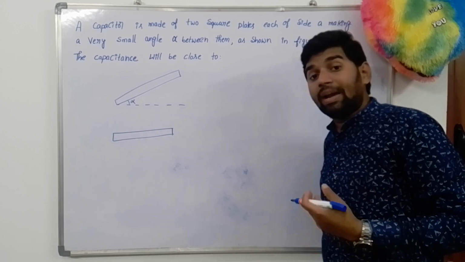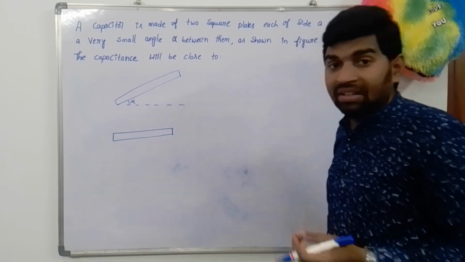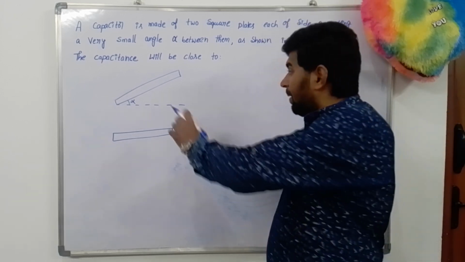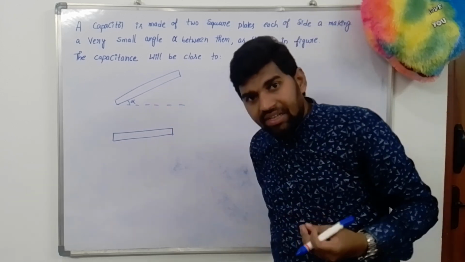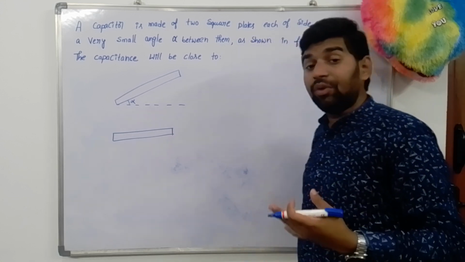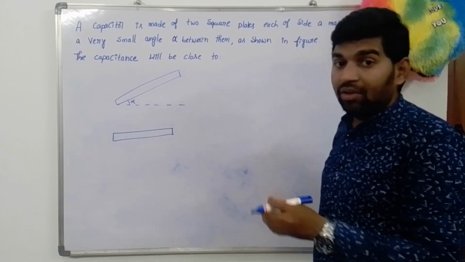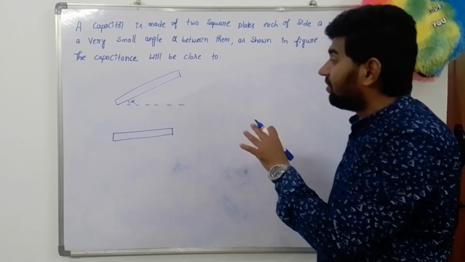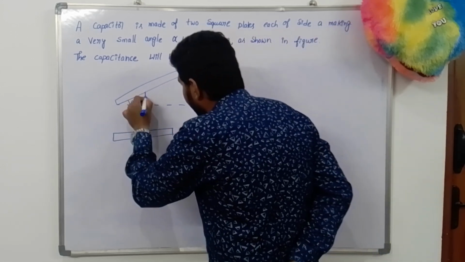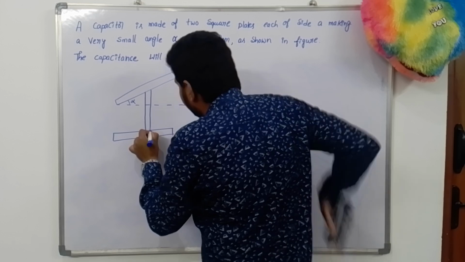How to find out the capacitance of those two plates? First of all, we have to consider one element of the capacitor. After that, you have to find out the capacitance of that element. After that, you have to integrate the capacitance of that element, and we will finally get the capacitance of the given plates. First of all, let us consider a small element here.